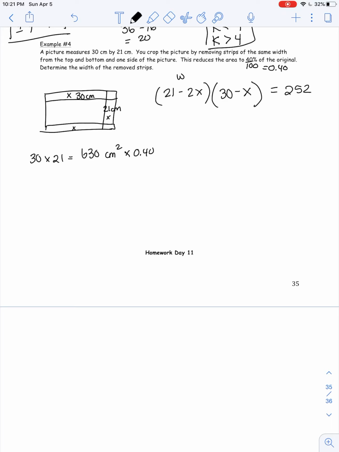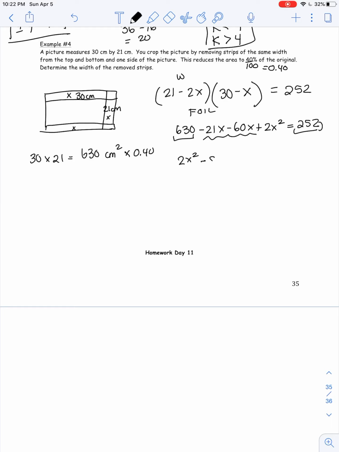And now all we have to do is simplify this, get it into our standard form, and then we can use the quadratic equation. So firstly, let's do FOIL. 21 times 30 we already know is 630, and then we have minus 21x minus 60x, and then plus 2x squared equals 252. Now we're going to combine the like terms. These guys go together, and these guys go together.